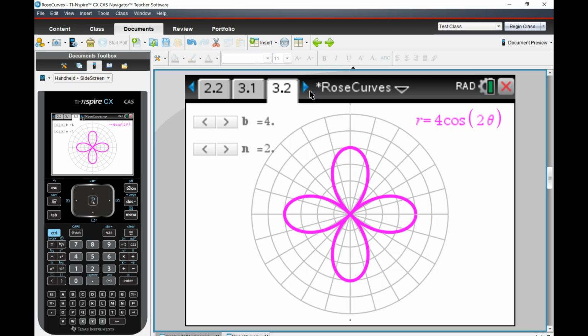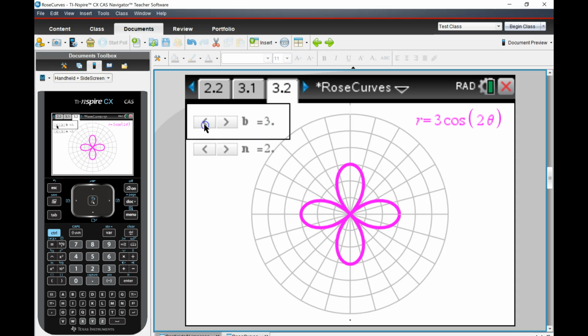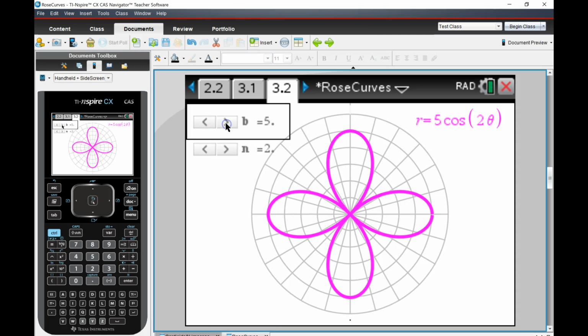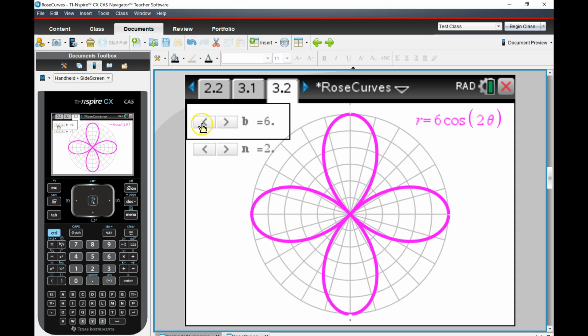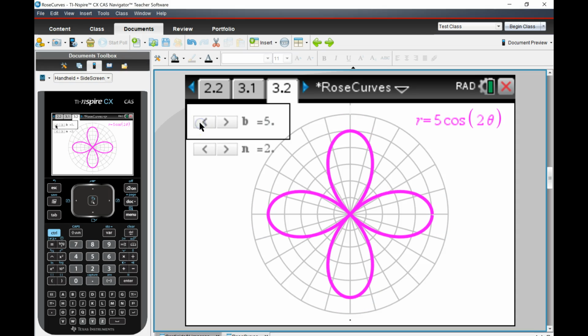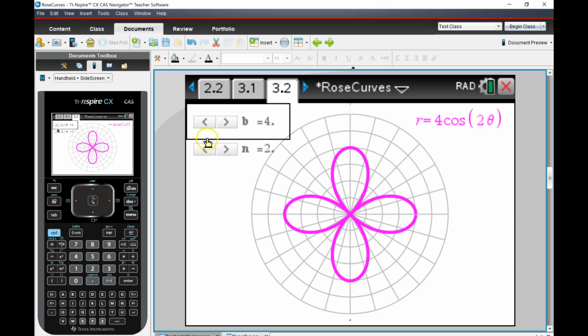Okay, parameters B and n. So this is 4 cosine 2 theta, what we just did. B, that's 4. So let's see what happens if B is less. That's the radius. And if I increase B, everything stays the same, the radius, or how far it is, just gets bigger. And then what about n? When n is 2, n is even, so we have 4 petals.